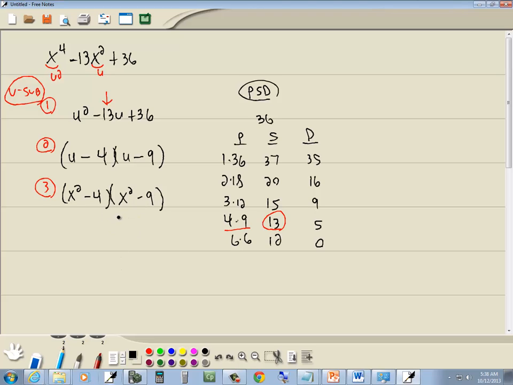Now we want to simplify these further. As I look at each set of parentheses, I've got two terms with a minus between them. That's a difference of two squares. We're going to try to rewrite each one as something squared minus something else squared. I'll do the same thing on this one.